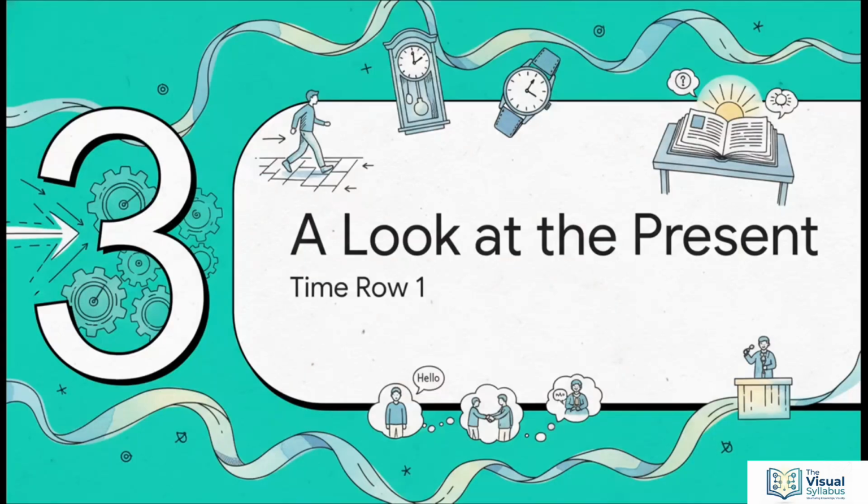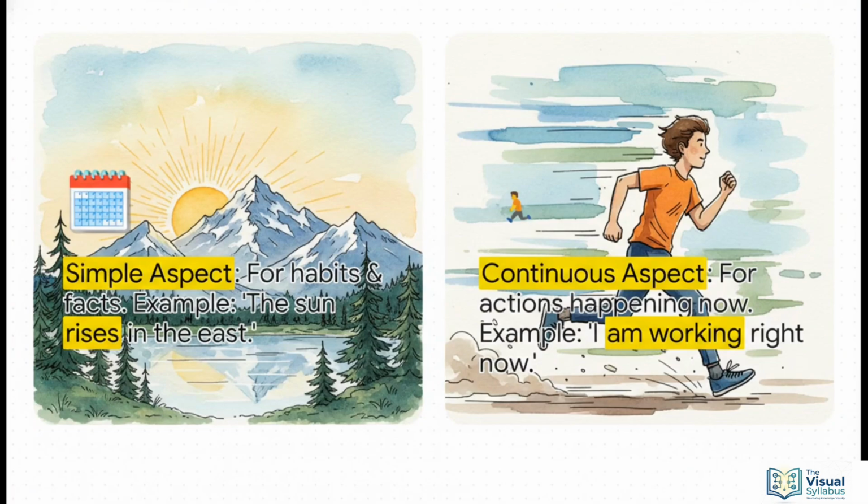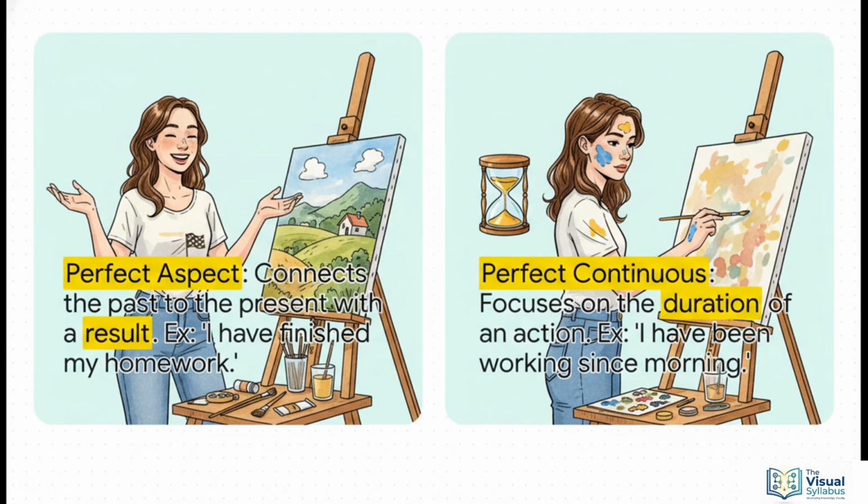Okay, so that's the theory. But how does this actually work? Let's zoom in and just look at the present row for a minute. We'll see how those 4 different aspects totally change the meaning of what's happening. So first up, let's compare simple and continuous. Think of it like this. The simple aspect is for things that are permanent truths, habits, scientific facts, routines. The sun rises in the east. That's a fact. It's always true. But the continuous aspect, that's for something temporary, something happening right this second. If I say I am working right now, I'm describing my current situation, not a permanent fact about who I am.